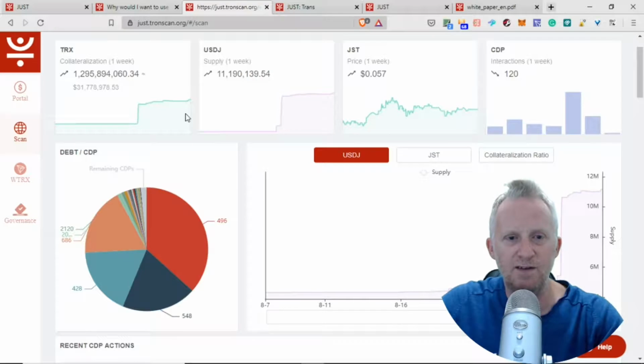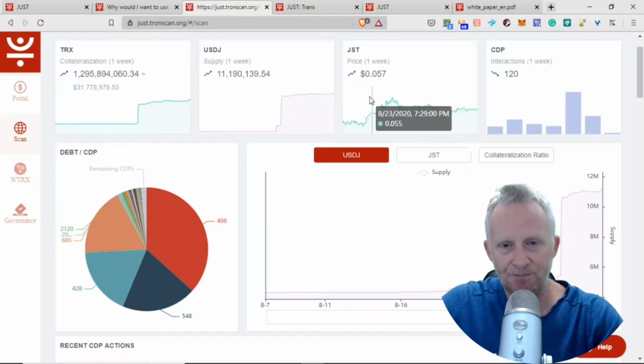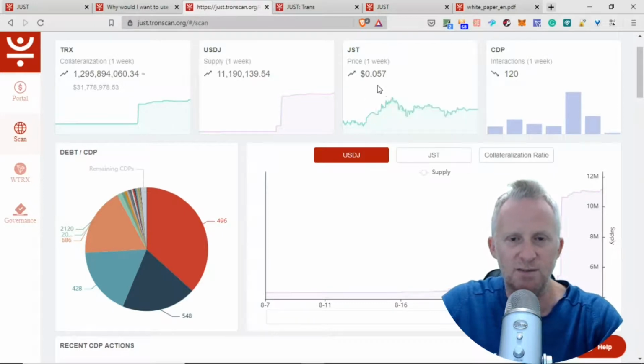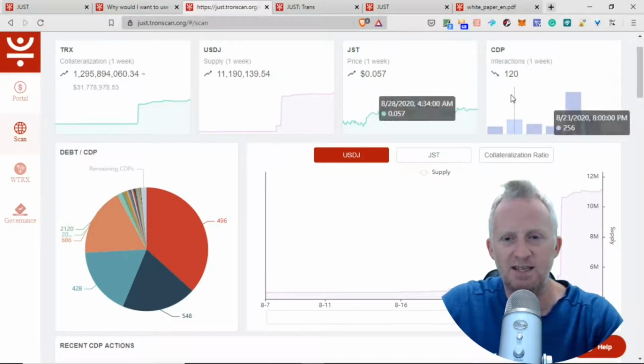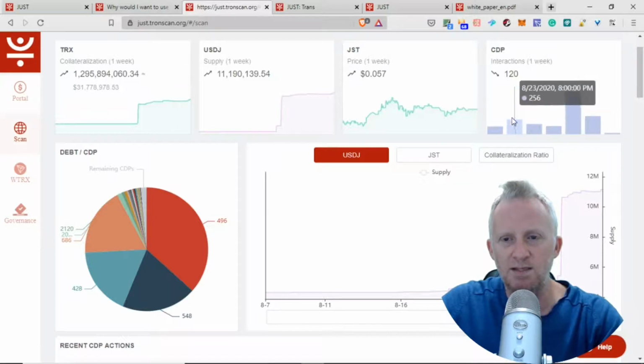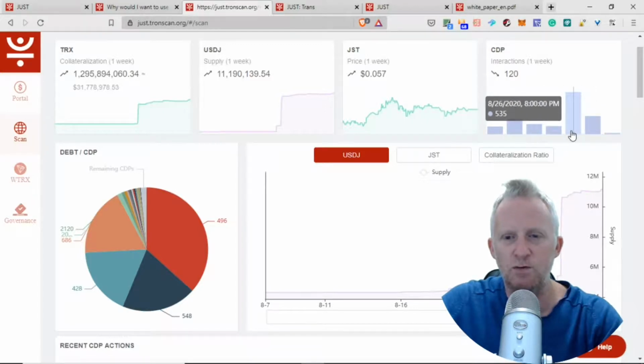So right now you have different panels. You have TRX collateralization, 1 week, USDG. They have over 11.1 million locked in a smart contract. The price of GSD is about 0.5 cents. Interaction on 1 week, 120. So you see the number of CDPs each day. They had a big spike here, about 26 over 535 CDPs.